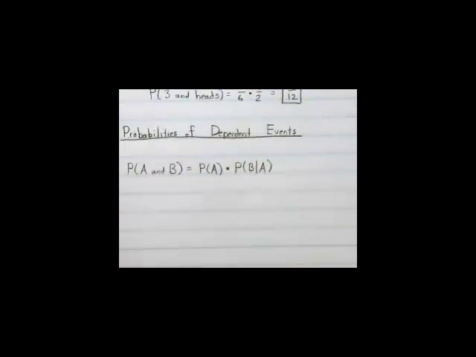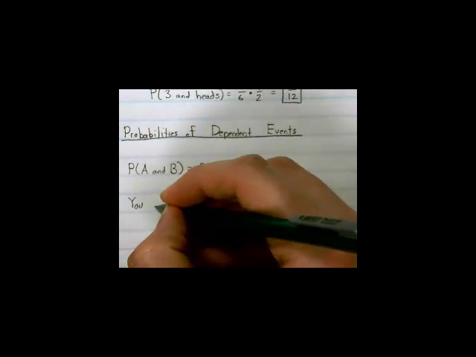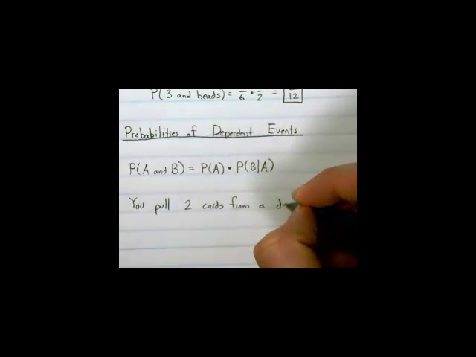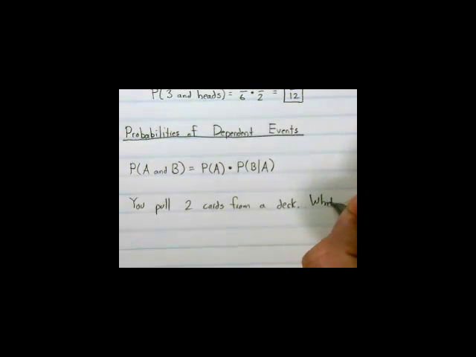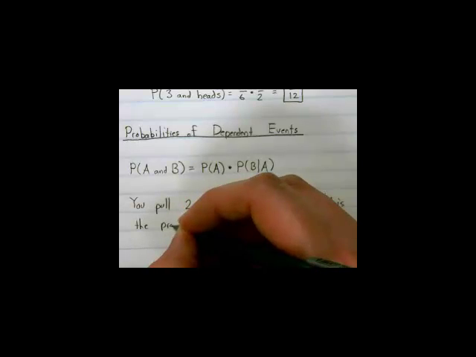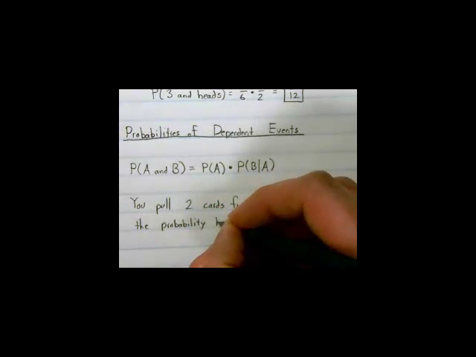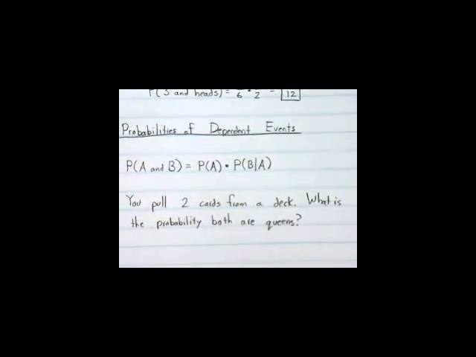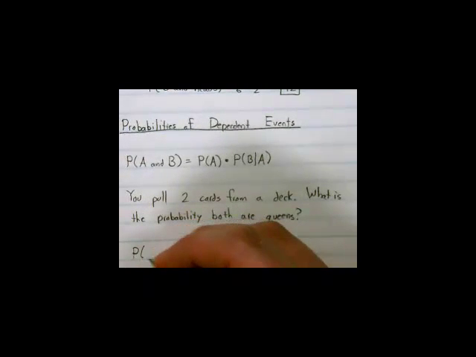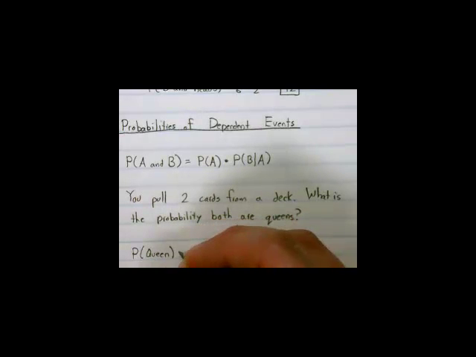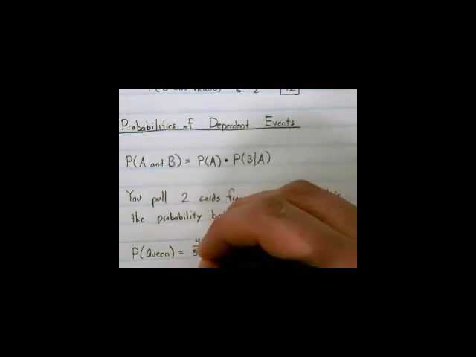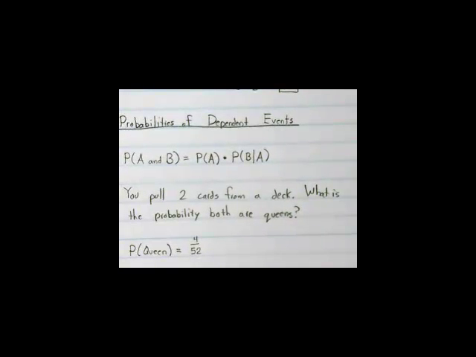Okay, so let's just jot that problem down. So what is, you pull two cards from the deck. What is the probability both are queens? Okay, so the first we can do just like we've been doing. How many queens are there in a deck of cards? 4 out of a total of 52. Okay. And you can reduce that, what is that, 1/13, right?